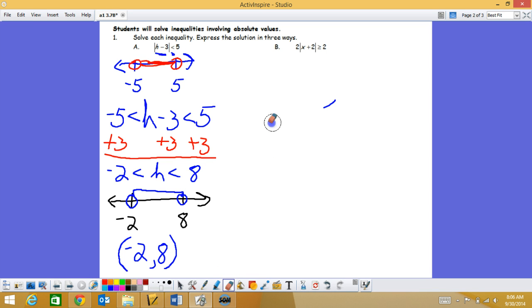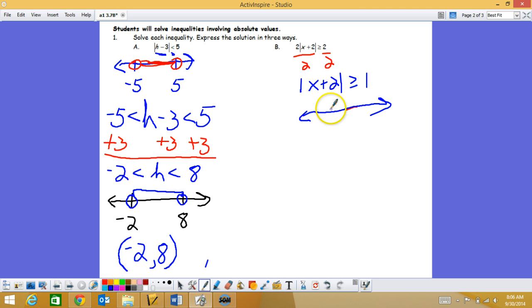Now, with the next one, we have a number outside the absolute value. So in order to get the absolute value by itself, we're going to divide by that 2, since it's 2 times that absolute value. Dividing by 2, we end up with the absolute value of x plus 2 is greater than or equal to 1. So if we take a quick look at this, we're looking for those numbers whose distance from 0 is greater than or equal to 1.